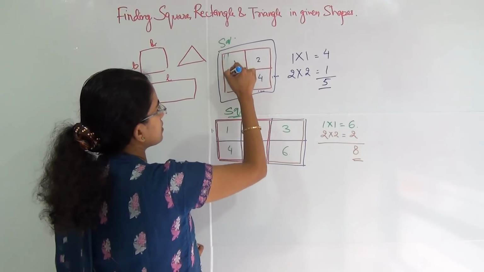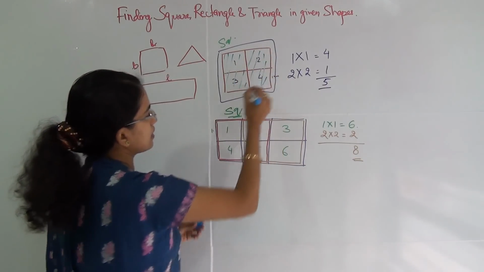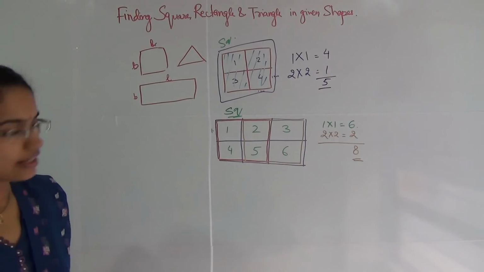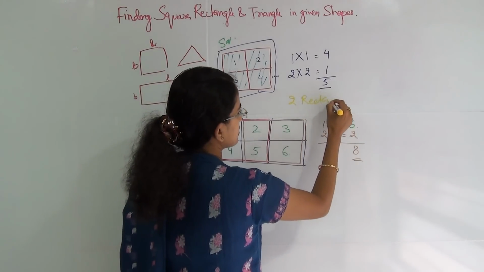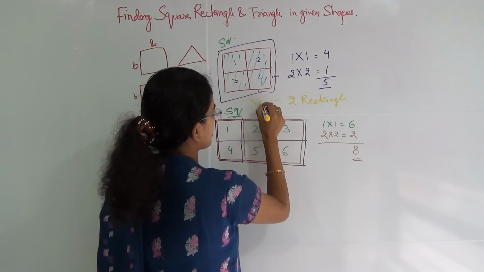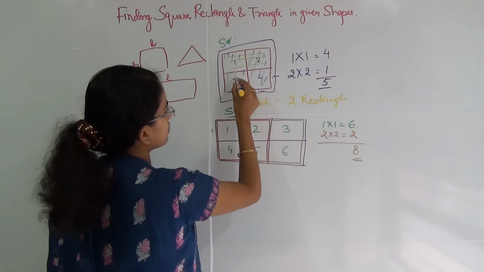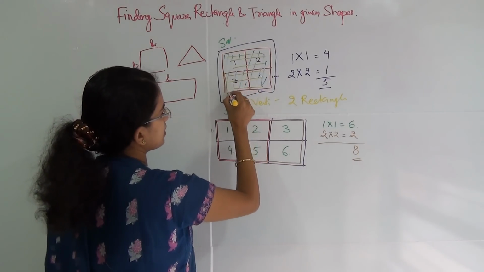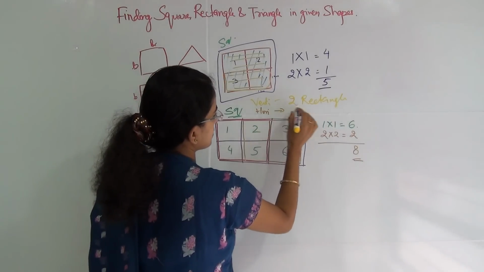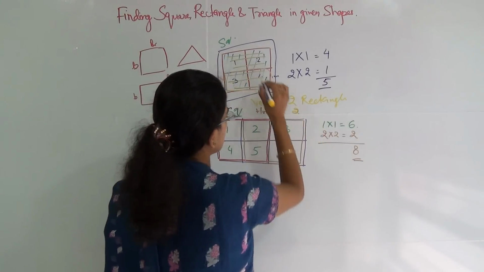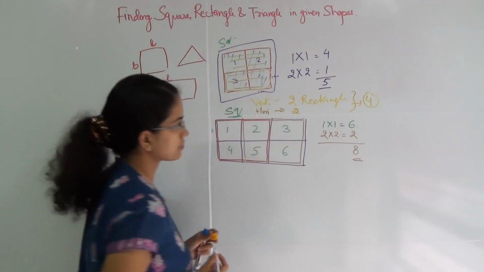So one is this vertical rectangle and this rectangle, okay. So you have 2 rectangles that are vertical, and then horizontally I can say I have this and this rectangle. Okay, so you have horizontal rectangles which are again 2. So in this case the total number of rectangles would be 4.